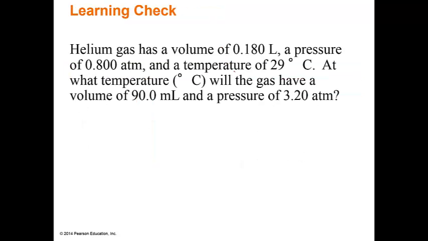All right, so here we go. Helium gas has a volume of 0.18 liters at a pressure of 0.8 atmospheres and a temperature of 29 degrees C. At what temperature? Well, these gases have a volume of 90 milliliters and a pressure of 3.2 atmospheres. So notice that we're dealing with 6 variables. We're given 5, and we're searching for that last one. So in that case, we know we can solve. We've got 5 out of the 6. Now it's a matter of manipulation of the formula.